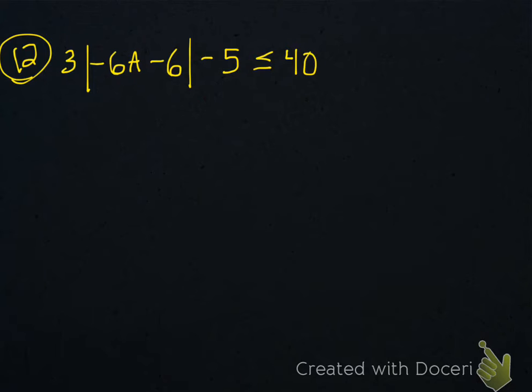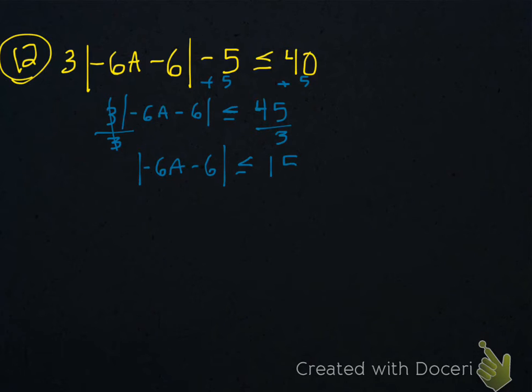Number 12, last problem for this video. First thing we got to do is add that 5, get it to the other side. Okay, so I'm going to have 3 times the absolute value of -6a minus 6 less than or equal to 45. Okay, now we can divide by that 3. Remember, we do not distribute. That gives us an absolute value of -6a minus 6 less than or equal to 15. 45 divided by 3 is 15. Isn't that cool? Okay, absolute value is by itself.